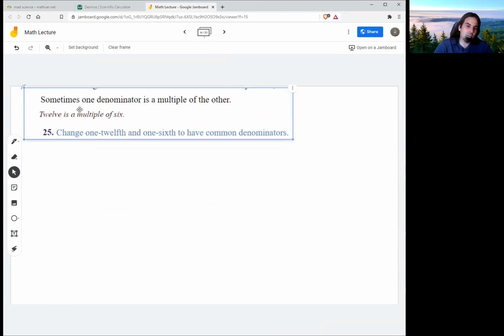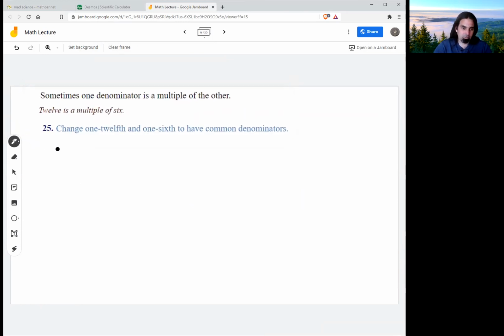Sometimes one denominator is a multiple of the other. So 1/12 and 1/6. If I wanted them to have a common denominator so I could add them, I don't have to do anything with the 12. I can just say 6 times 2 is 12. And to be fair, if I do something to the bottom, I do it to the top.